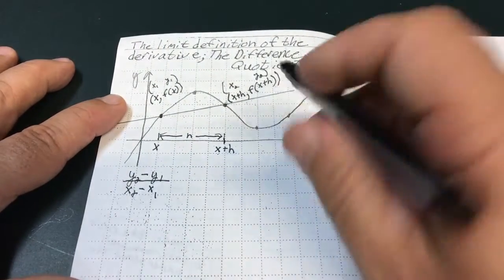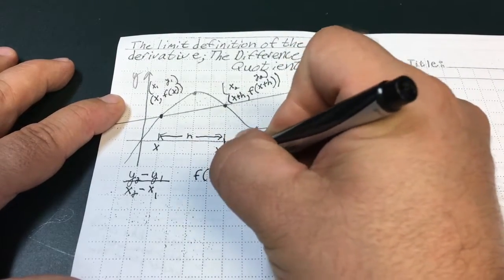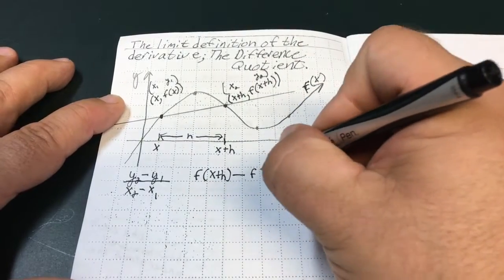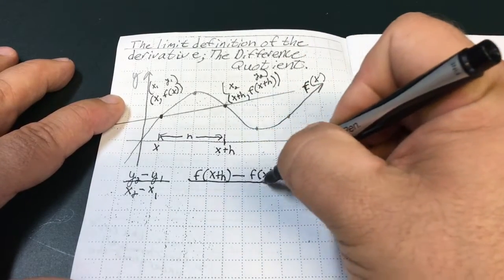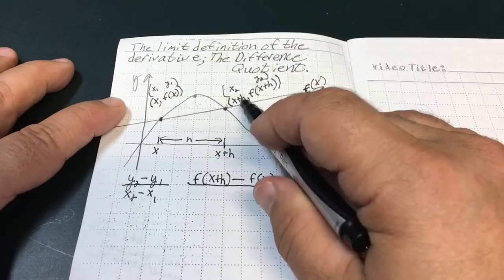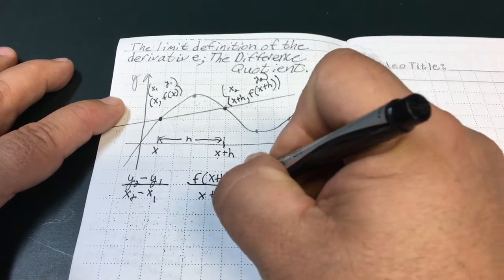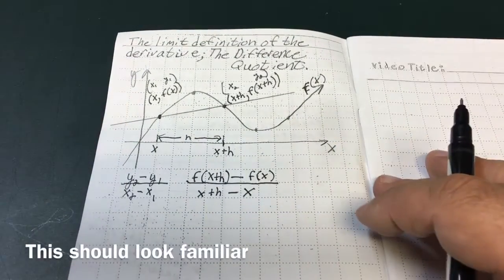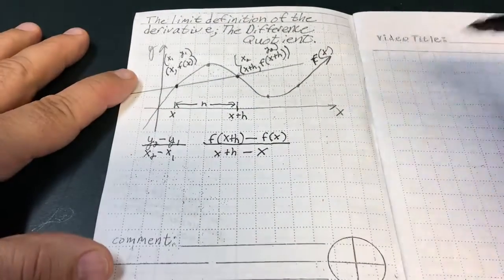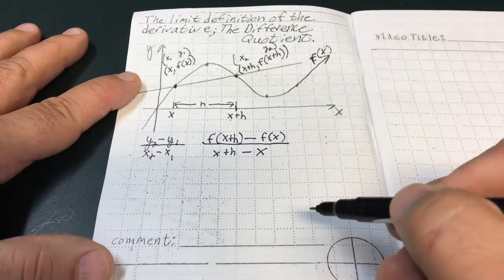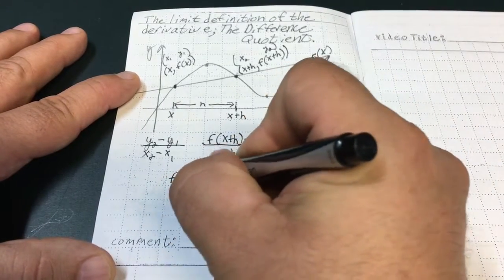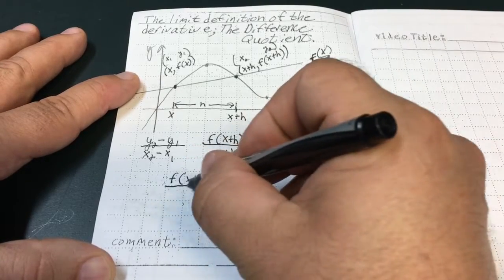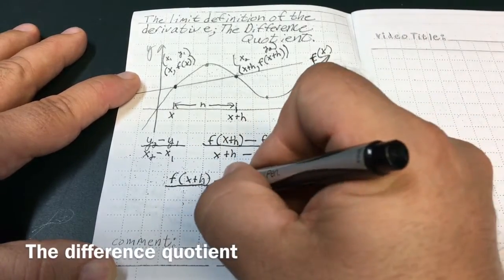So it looks like it's going to be y sub 2, which is f of x plus h, minus y sub 1, which is just f of x, all over my x sub 2 coordinate, x plus h, minus this coordinate, just plain old x. Now if I do a little arithmetic on the bottom, I'll get a new formula that looks like this: f of x plus h minus f of x, all over, and notice the x's will cancel out, h.